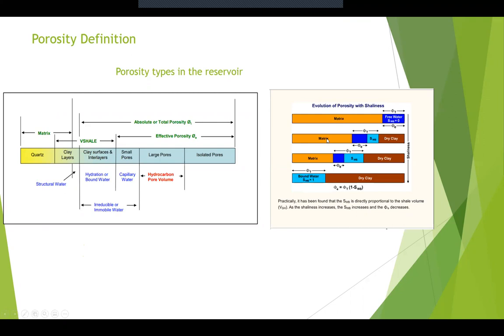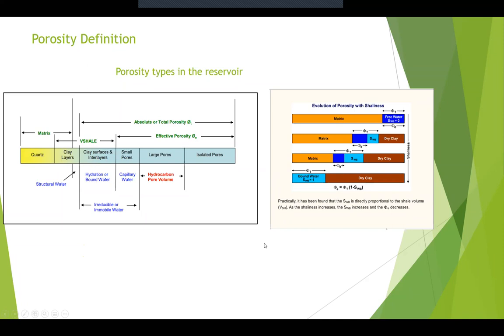And by increasing the clay, the bound water increases and the free water decreases, or your effective porosity decreases. By just filling everything with clay, you will lose all your effective porosity, and it will be only bound water. So here you can see this is the effect of shale in the reservoir. By just continuing to increase it, you will keep losing your effective porosity.